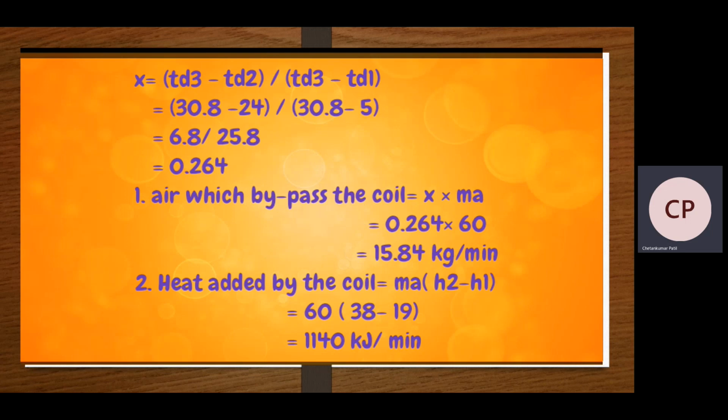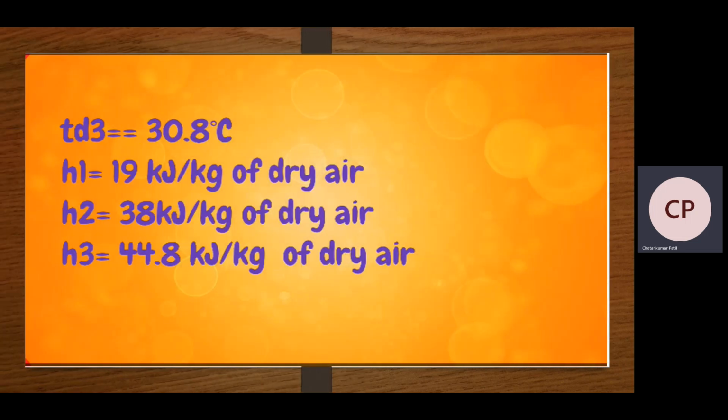Then we will calculate the amount of x. So what is the amount of x? That is the air per minute which bypasses the coil that we have considered earlier. So we have to calculate it. For that we have to use the formula for the bypass factor. So what is the formula? It is related to the dry bulb temperature. So how can we write this formula?